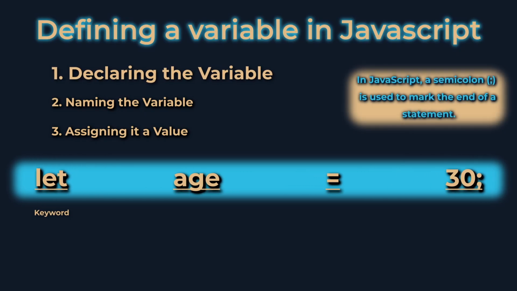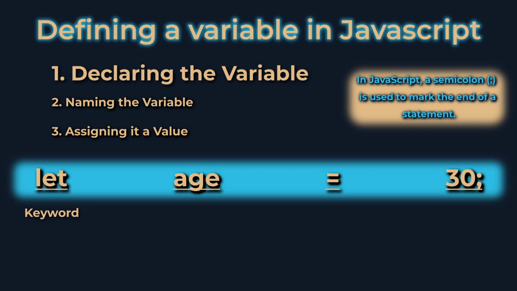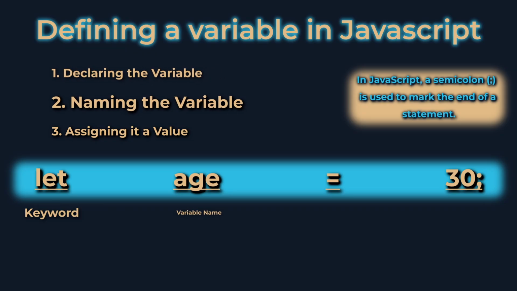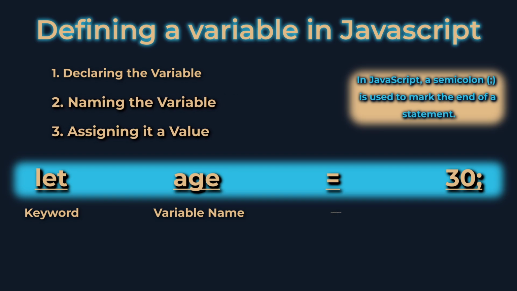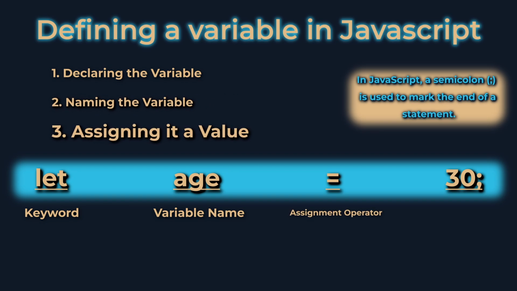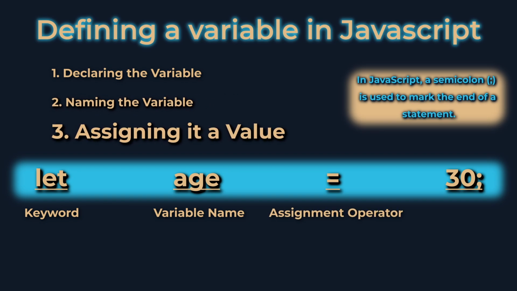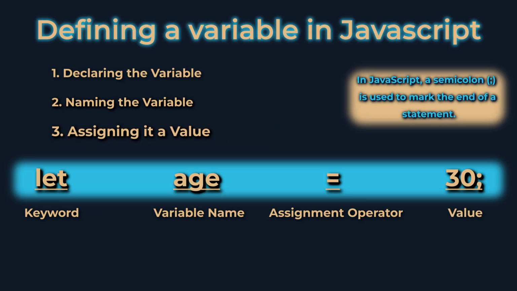Let is the keyword. It tells JavaScript you're declaring a variable. Age is the variable name. It identifies the container. Equal sign is the assignment operator. We will come back to it later. 30 is the value assigned to the variable.